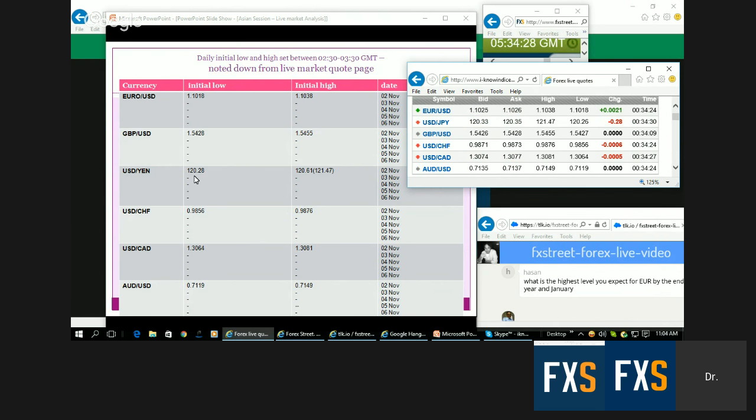And in the case of yen, 120.28 is the low, and they just breached the low by 2 pips and went up to 120.33. 120.61 is the official high, but in the live market page, you come across Friday high 121.47. So they are likely to gain the levels in the case of USD yen whenever needed, whenever they are handling the yen crosses, along with that of euro and GBP.